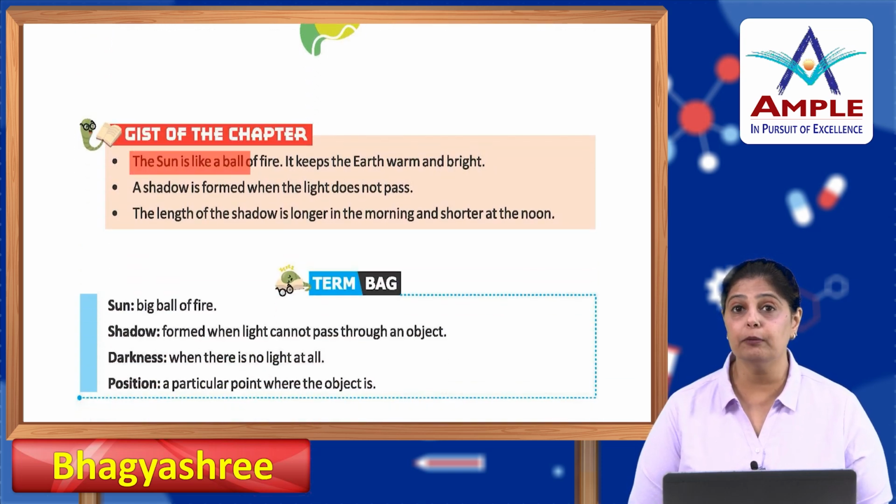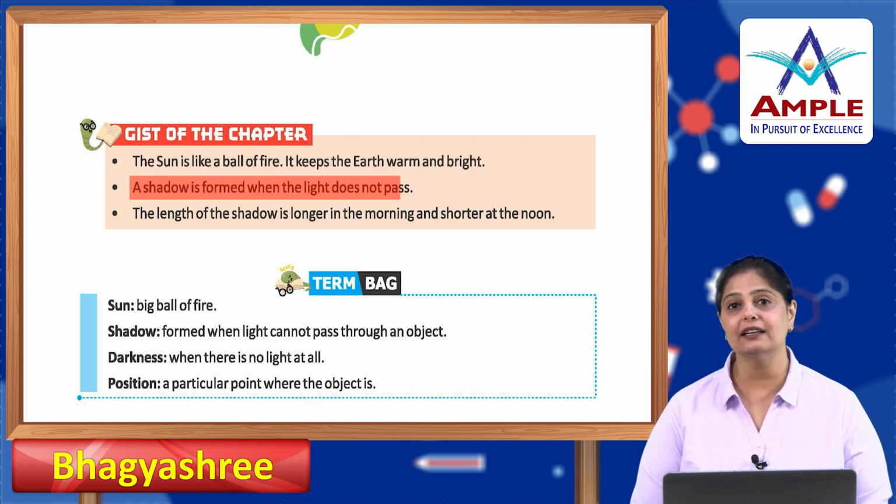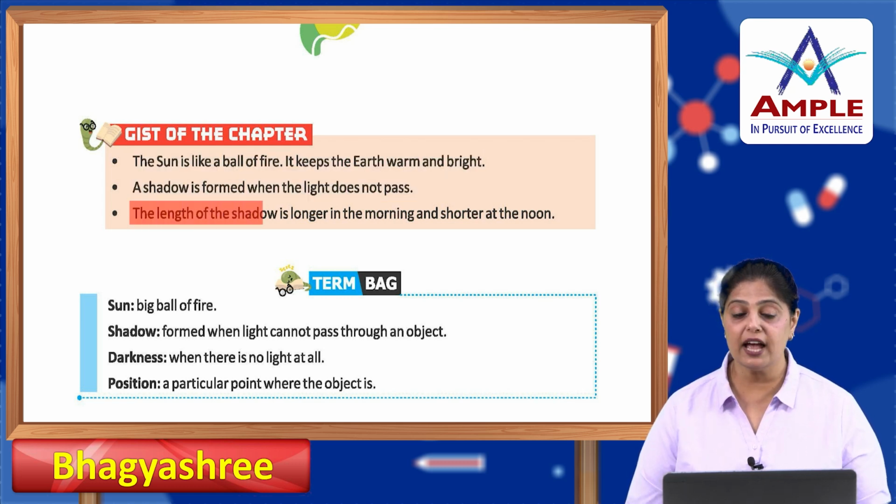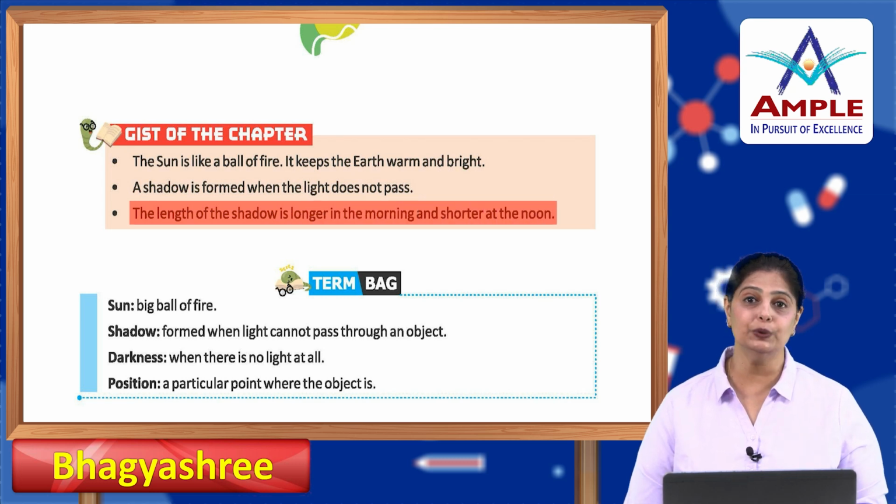The sun is like a ball of fire. It keeps the earth warm and bright. A shadow is formed when the light does not pass. The length of the shadow is longer in the morning and shorter at the noon time.